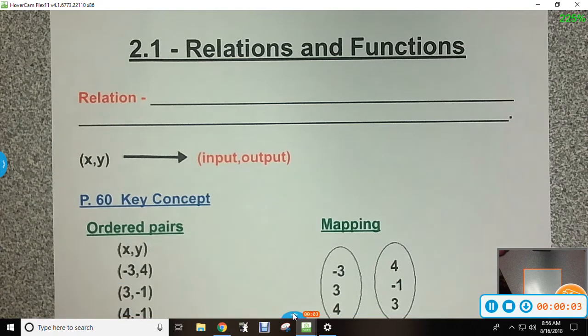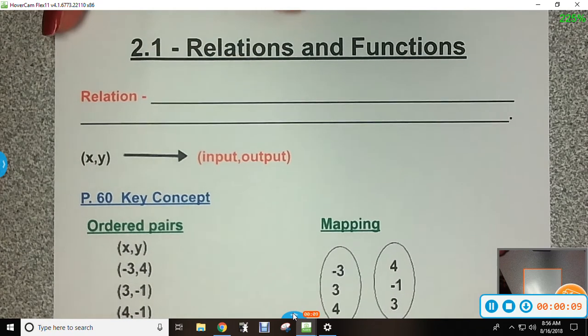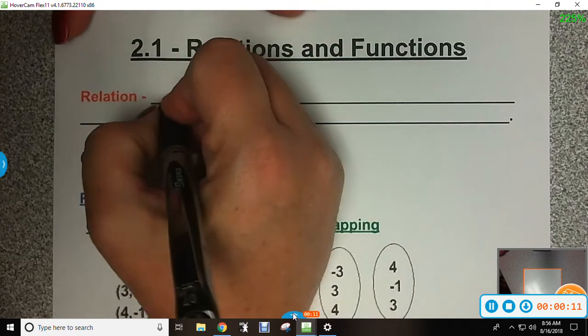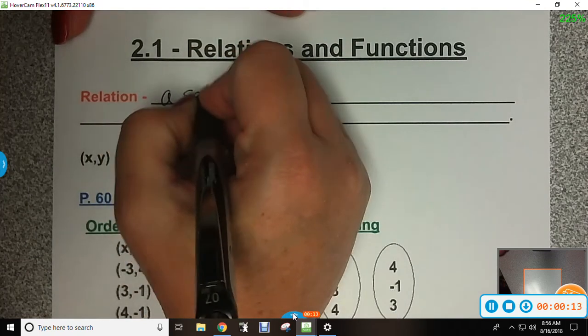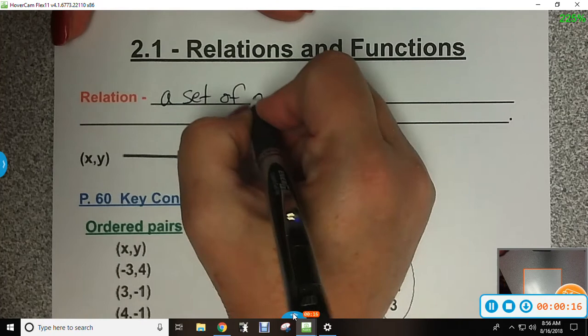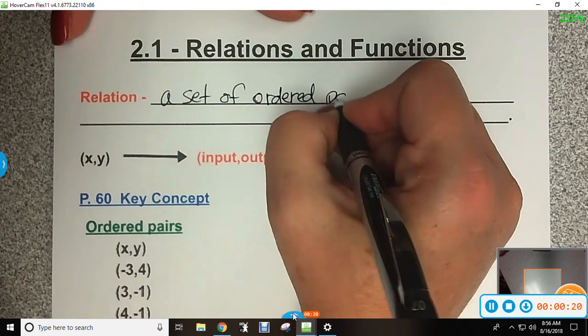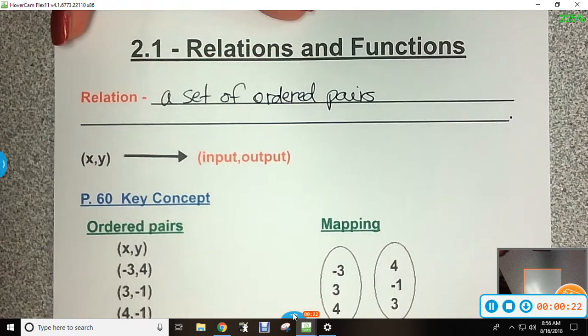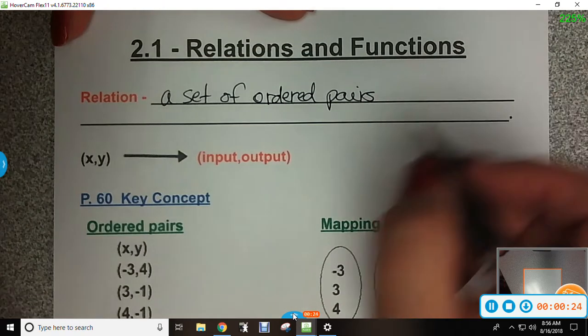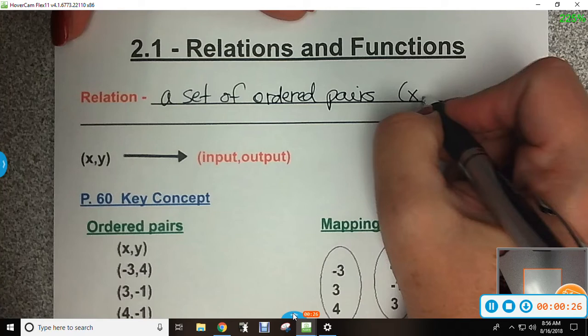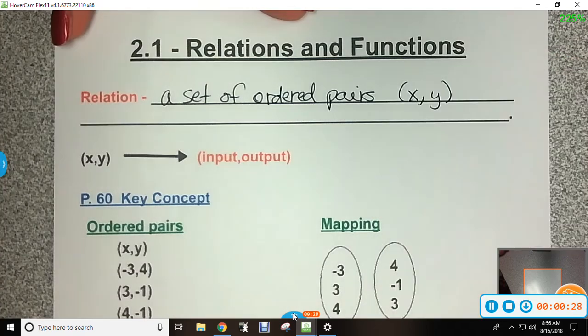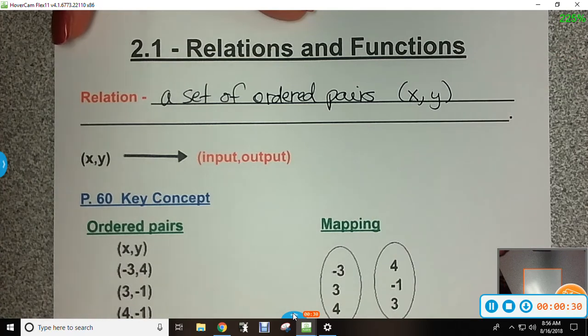Alright guys, today we're going to go over section 2.1 about relations and functions. A relation is simply a set of ordered pairs. Okay, and remember, ordered pairs are always x, comma, y. Your x is on the horizontal axis, your y is on the vertical axis.